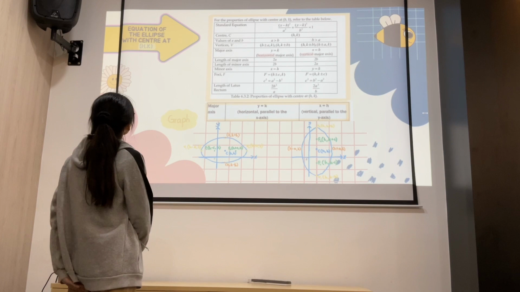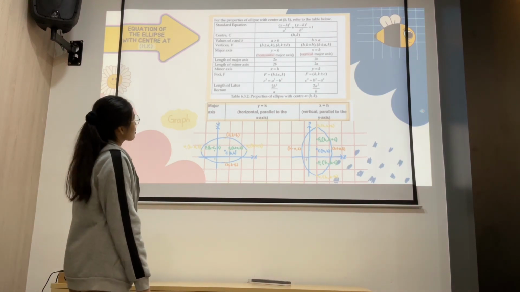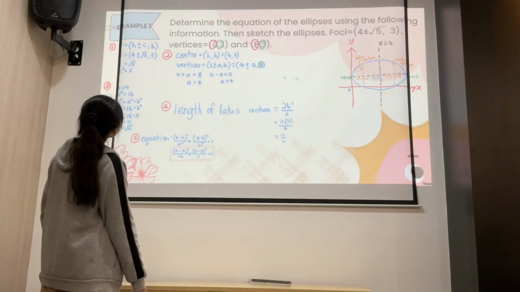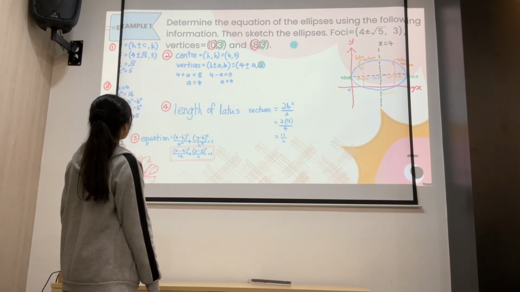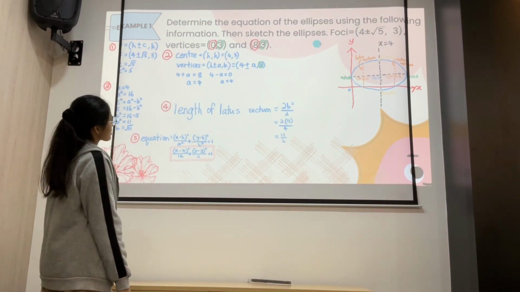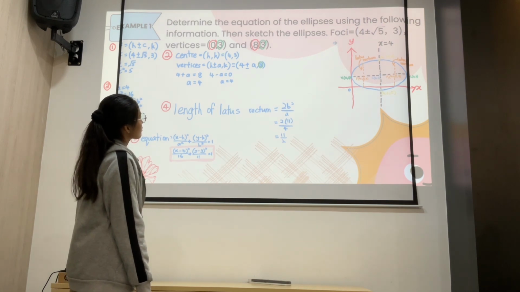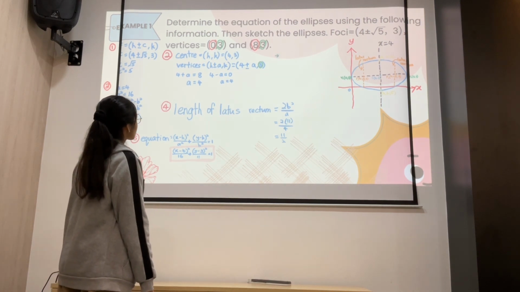This table shows the equation of the ellipse with center at h, k. So we go through the example. Determine the equation of the ellipse using the following information, then sketch the ellipse. Foci equal to 4 plus minus square root 5 and 3. Vertices equal to 0, 3 and 8, 3.